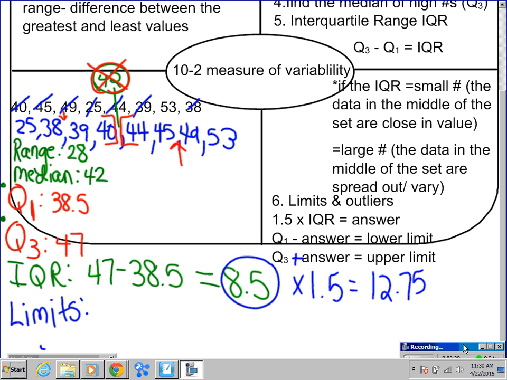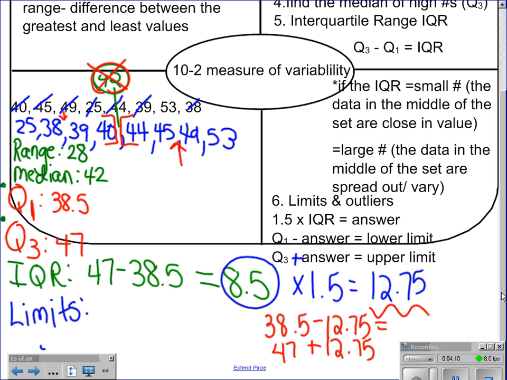We're going to finish this up before you guys leave. So 12.75. This is super important. You don't need to actually write it in this list. But what you need to do is add it to your upper quartile and subtract it from your lower quartile. So you're going to take your lower quartile and do 38.5 minus the 12.75. Get that answer. You're going to take your upper quartile of 47 plus the 12.75.